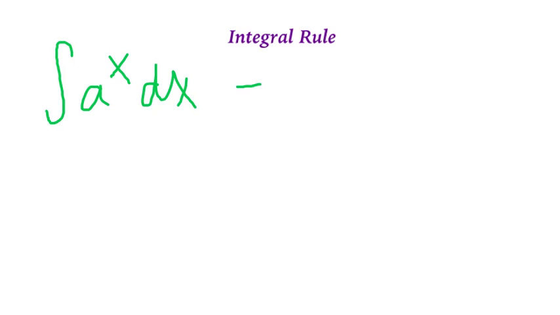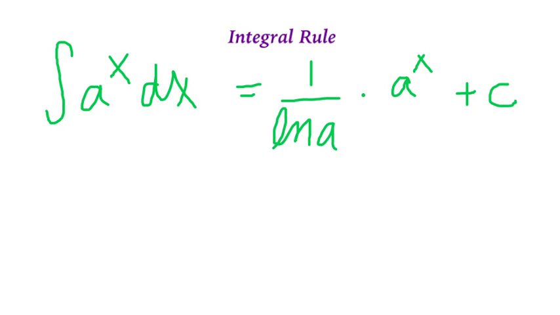Yay! All right, finally we do have an integral rule. If we are taking the integral or the antiderivative of a to the x power, this is simply going to be 1 over the natural log of a times a to the x. Don't forget the plus c. Now remember, if this happens to be something other than just x, let's say it's a to the 2x squared or whatever, that's when we have to use our u substitution. So now that you have the derivative and integral rules, let's practice a couple examples.